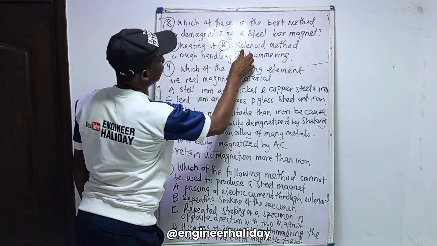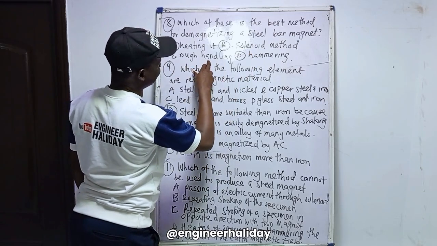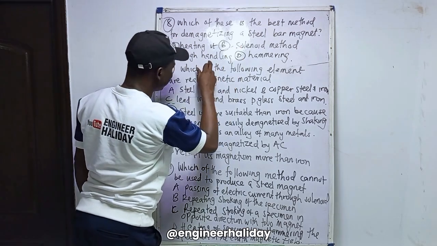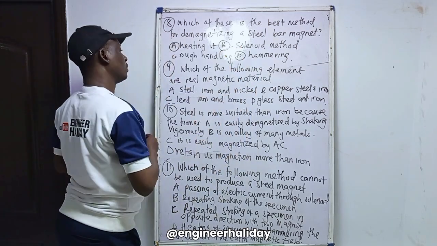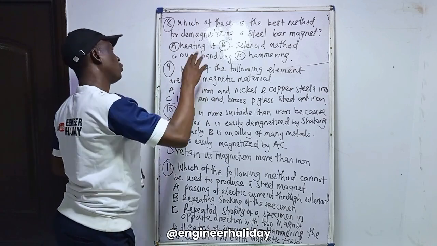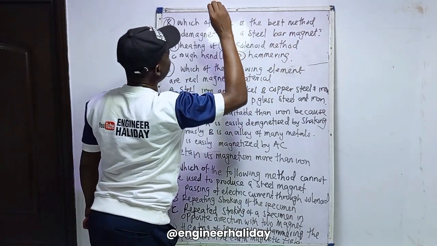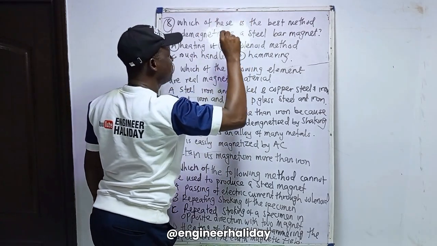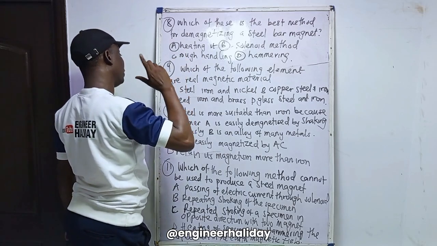So the best method to magnetize is this one. Rough handling is also magnetization, and hammering is also magnetization, but this is the best method. Now, if they ask you which of the following is the method used to demagnetize a steel bar completely, that would be heating. That is a very common question.